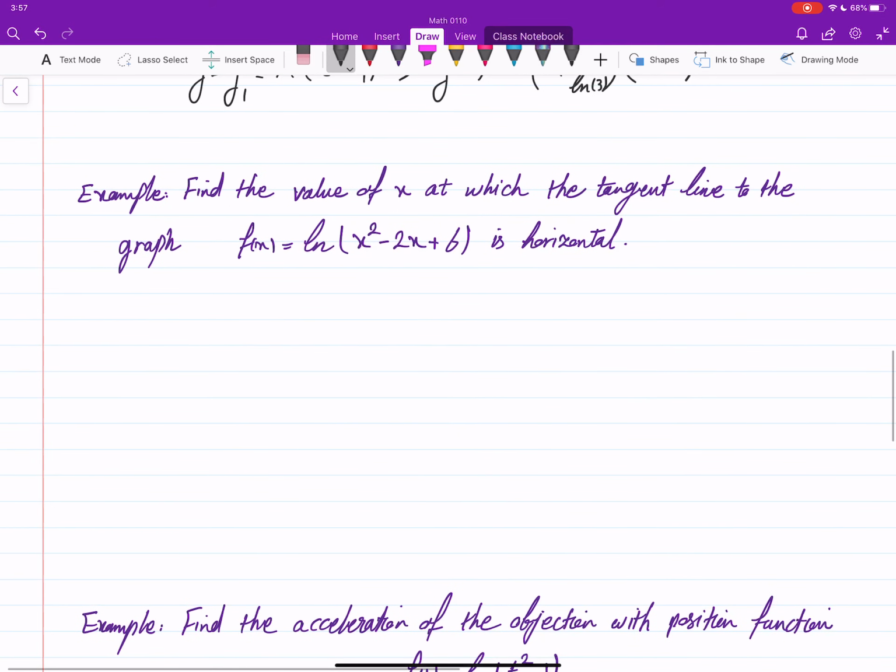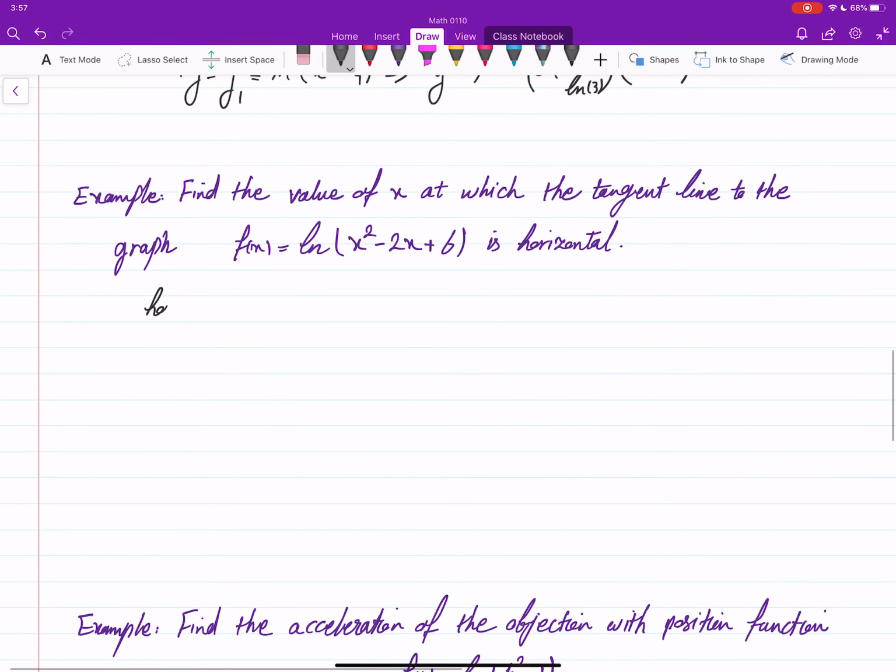For this one, find the values of x at which the tangent line to the graph of this function is horizontal. Remember, horizontal tangent line means that the slope of the tangent line is 0. That means that f prime at that point is 0. So we have to find f prime, set it equal to 0, and then solve for x.